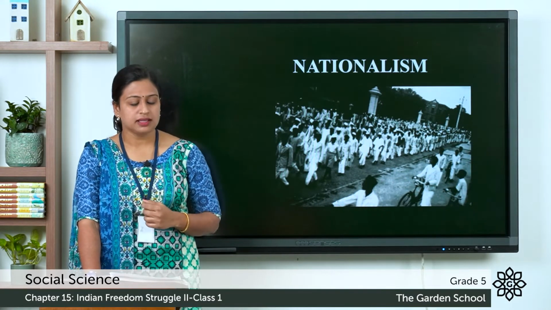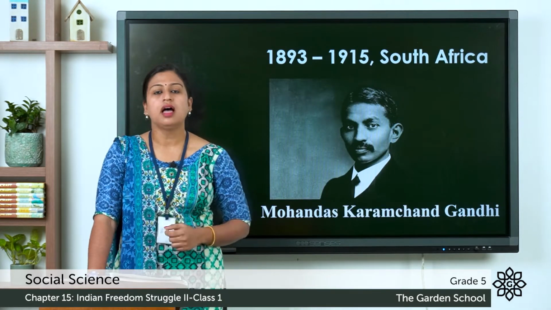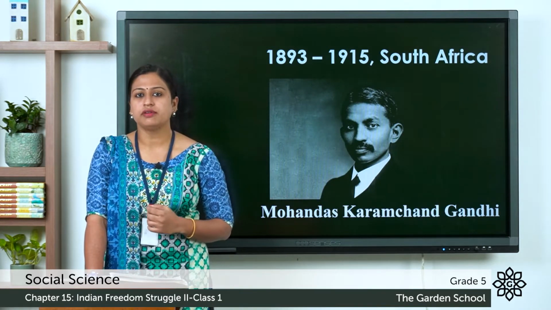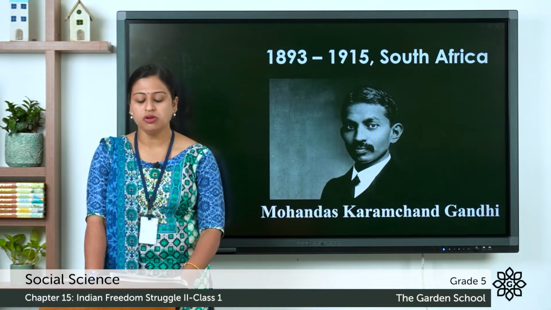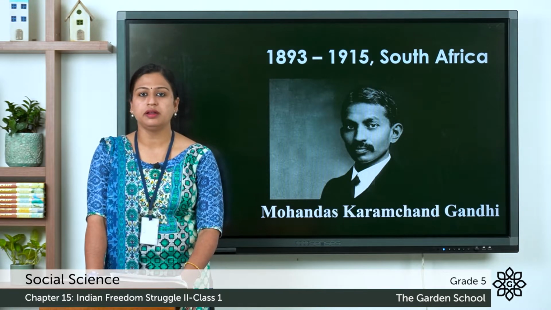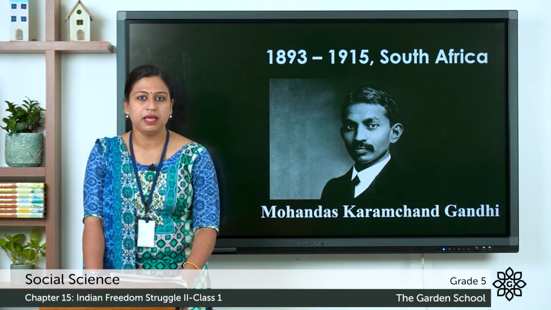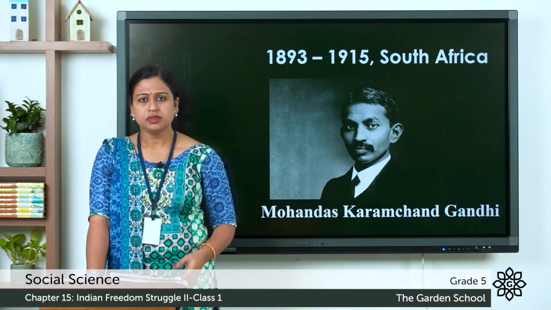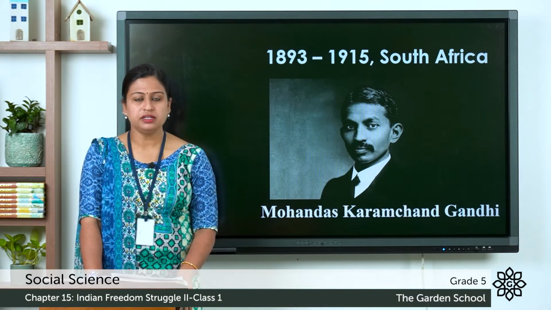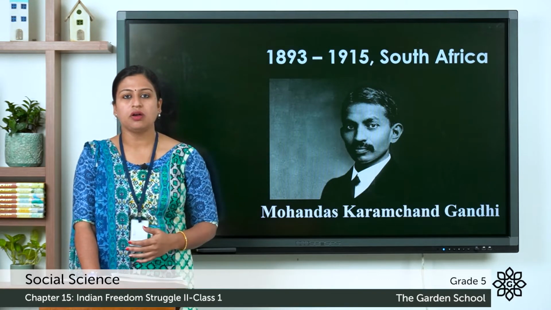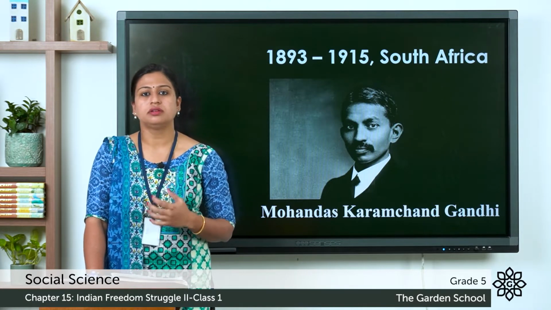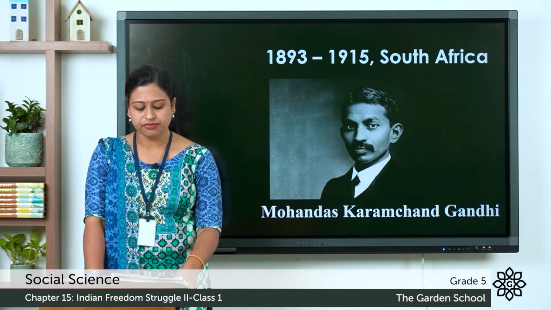Next, we will discuss Mahatma Gandhi as a leader. So, we all know that Mahatma Gandhi is known as the father of the nation, and he was born on 2nd October 1869 at Porbandar in Gujarat. So, Porbandar is a place in Gujarat. And between the year 1893 to 1915, he worked as an Indian lawyer at a law firm in Durban in South Africa. So, Durban was a place in South Africa.